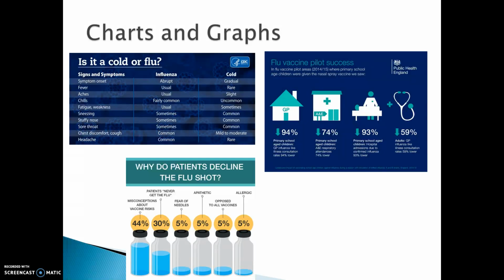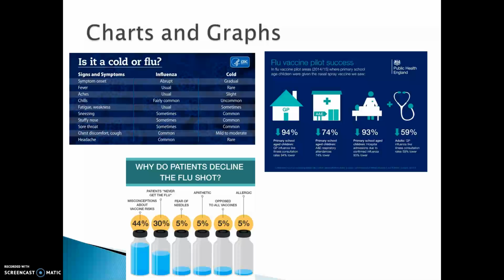So misconceptions about vaccine risks are 44%. Patients never get the flu, 30%. Fear of needles, apathetic. Opposed to all vaccines, allergic. So the 6 bottles represent the 6 results, and the visual makes it a lot more enjoyable, and they simplify the data instead of just getting one big blob of text, if you would.